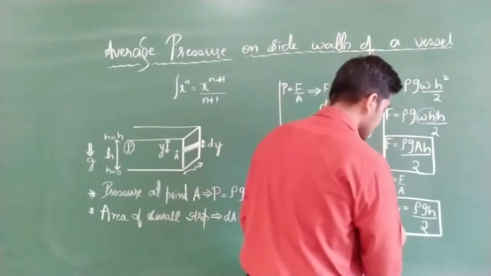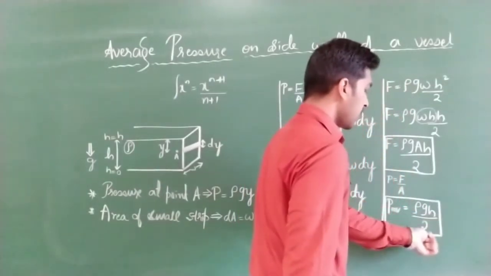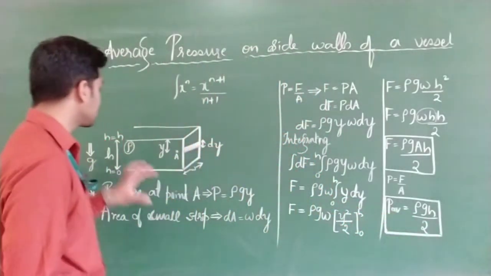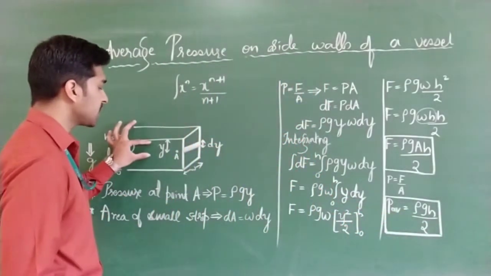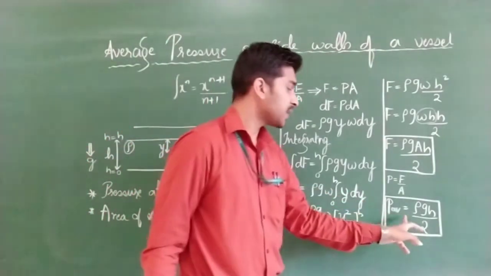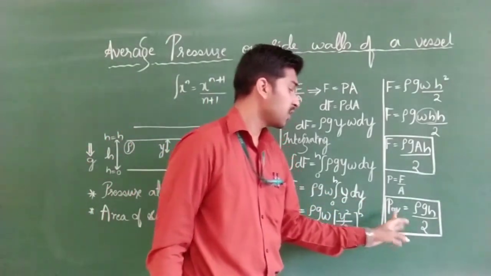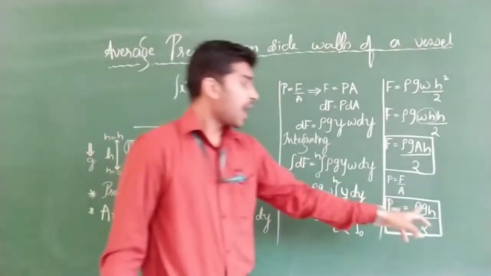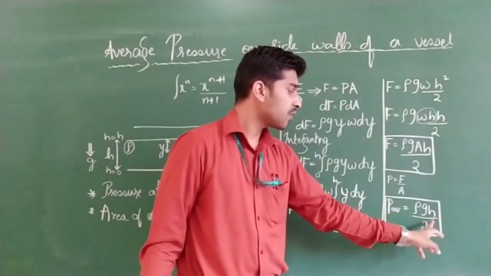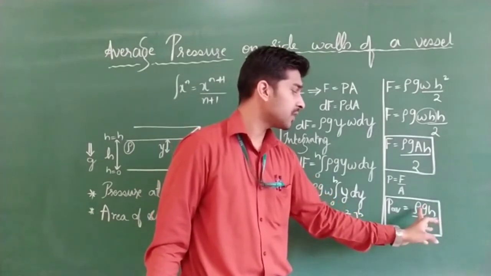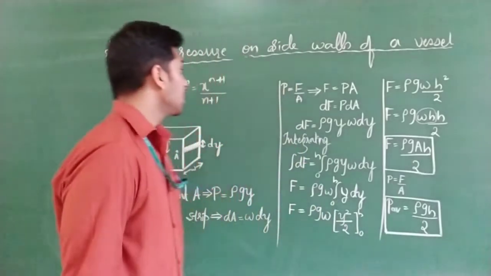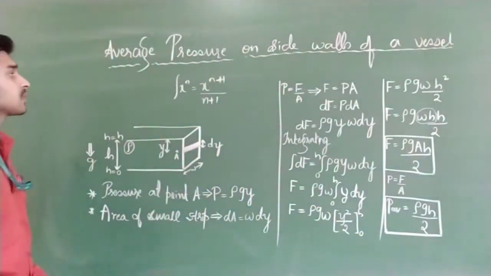Now concentrate on this factor, h by 2. h is nothing but total height, so h by 2 means exactly at the center. So the average pressure on the side walls of the vessel is nothing but the pressure exactly at the center, which is rho g into h by 2. Clear? So note it down.